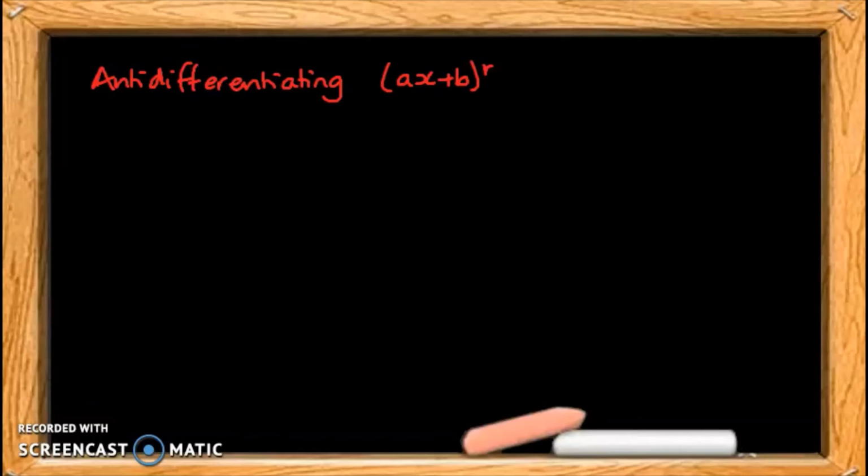I'd like to talk about what happens when we anti-differentiate an expression that looks like this. First of all though, let's have a look at what happens when we differentiate something that looks like this. What we're going to do is draw a comparison and make sure we can work backwards.